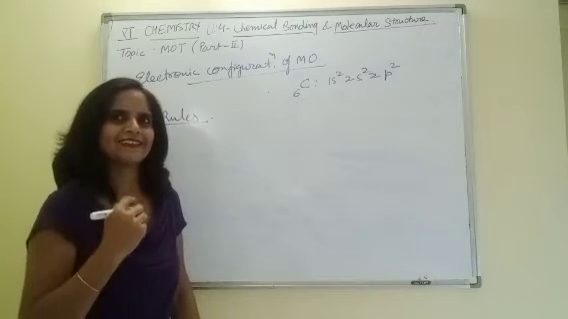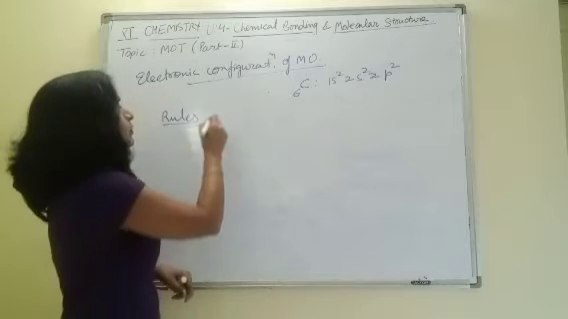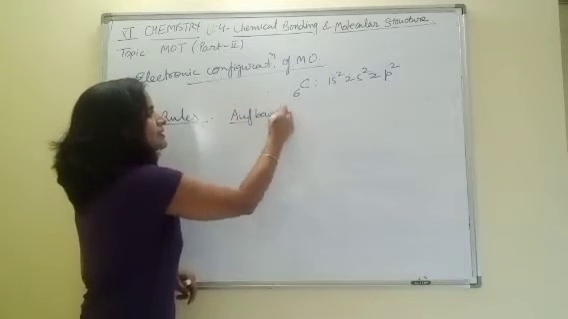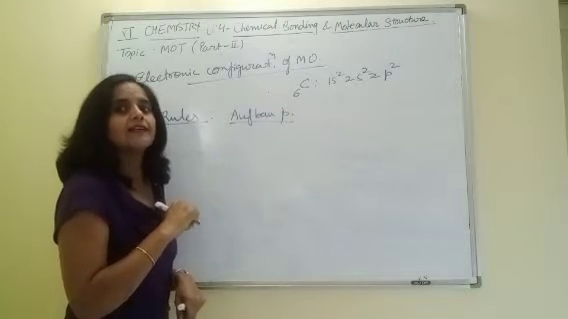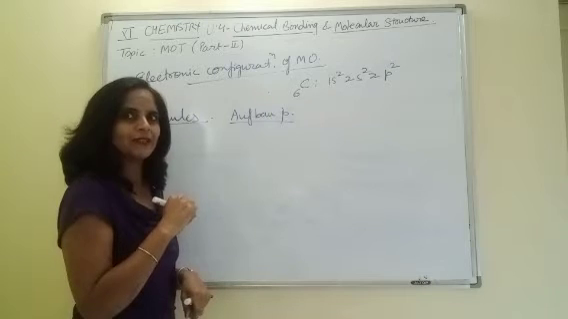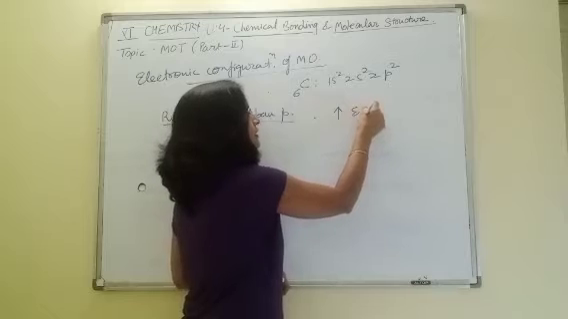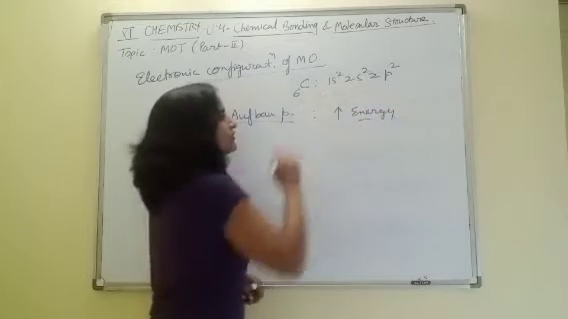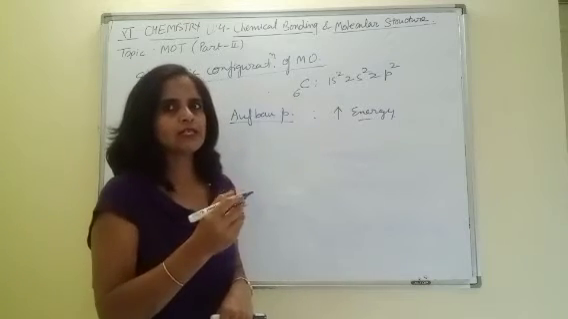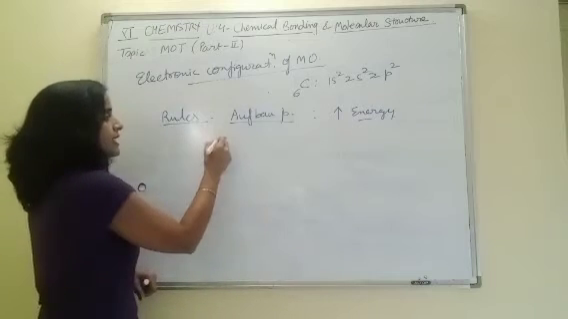Children, quickly answer. Yes, you people are correct. The first is the Aufbau principle. What does this principle say? Remember, electrons are always filled in increasing order of energy. The orbital with low energy is filled first, followed by increasing order. Second rule, what was that?